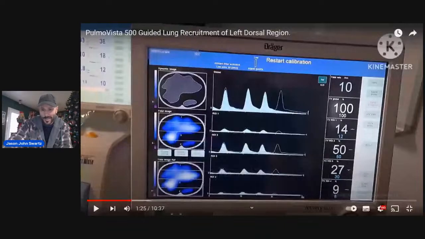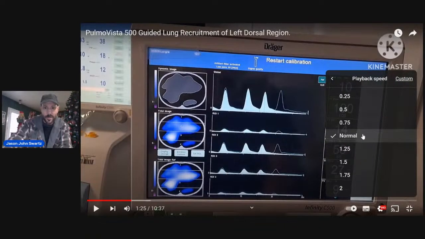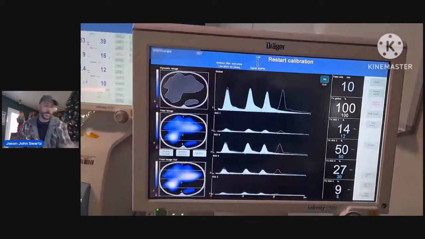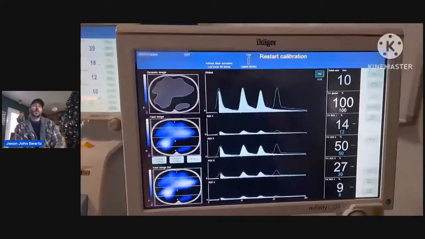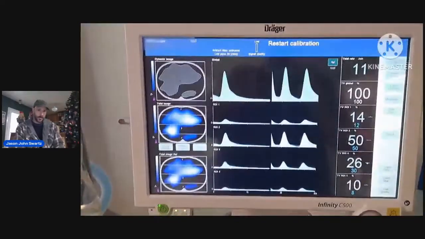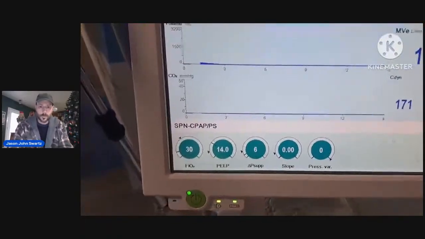I talked too fast. I was trying to put it at 1.25, see if I could get away with it. Because he's taking insanely huge volumes with a pressure support of 6. So we'll see what happens. Okay, so let's go up to 14.